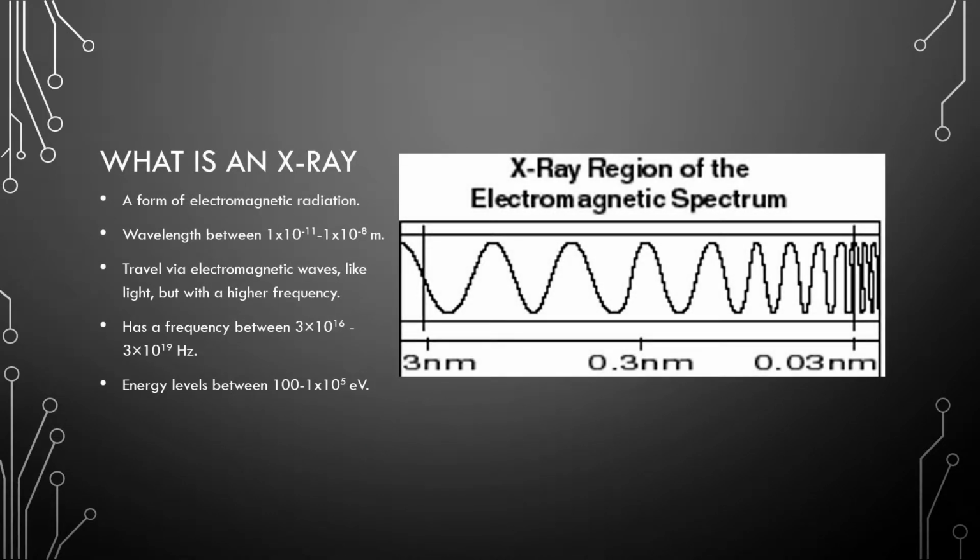So, what are some characteristics of X-rays? X-rays are a form of electromagnetic radiation. They have a wavelength between 1 × 10^-11 and 1 × 10^-8 meters. They travel via electromagnetic waves, like light but with a higher frequency. They have a frequency between 3 × 10^16 and 3 × 10^19 Hz, and energy levels between 100 and 1 × 10^5 electron volts.